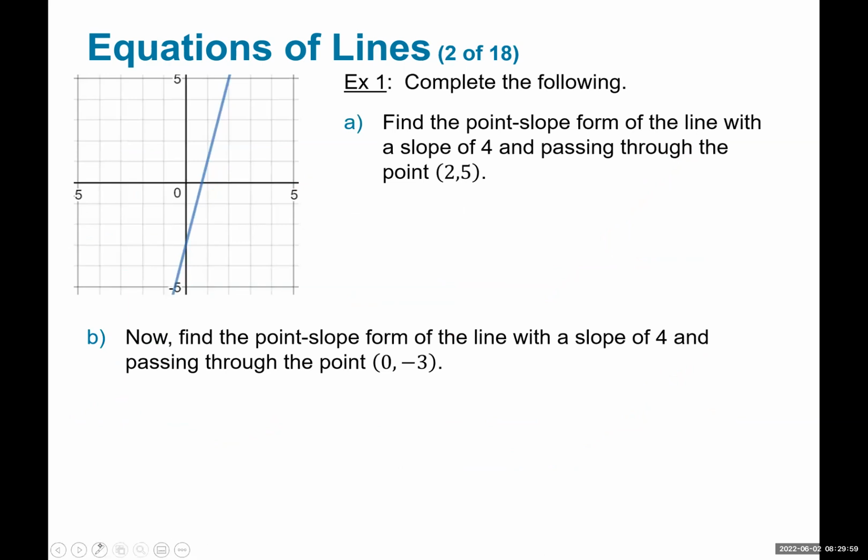All right. So equations of a line, complete the following. Find the point slope form of a line with slope of 4 passing through the point 2, 5. So the point slope form of a line is given to us. Well, first off, let's identify the point. Yes, the point is 2, 5. So x is 2, y is 5.